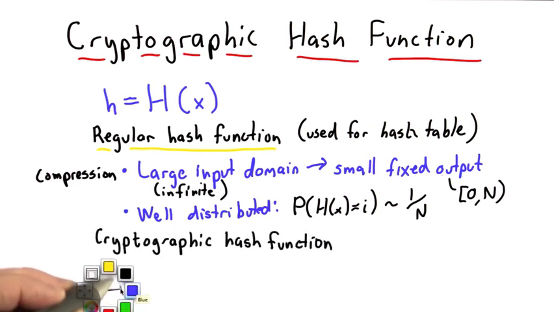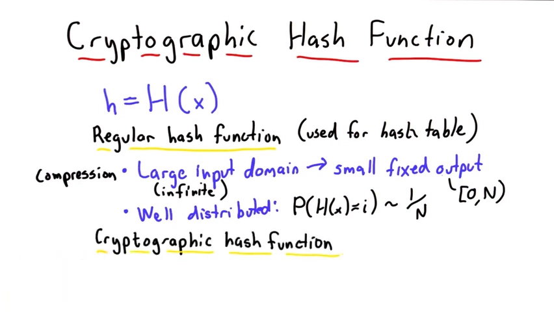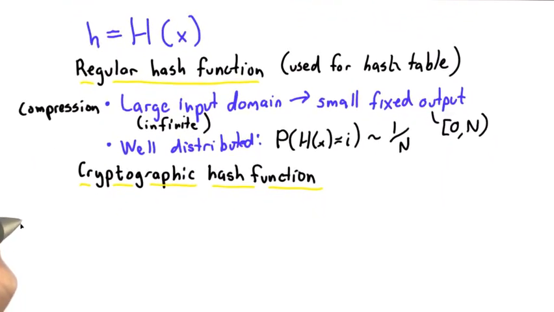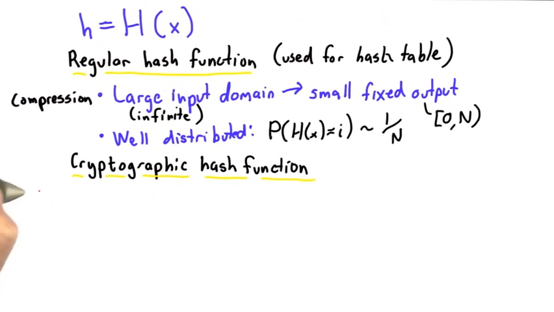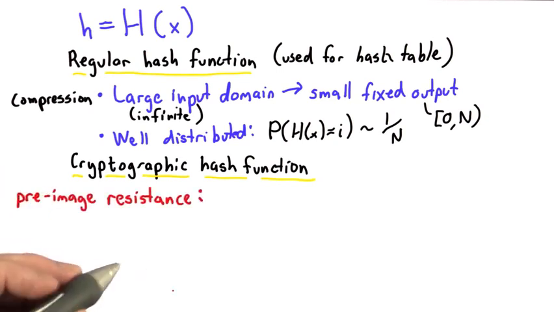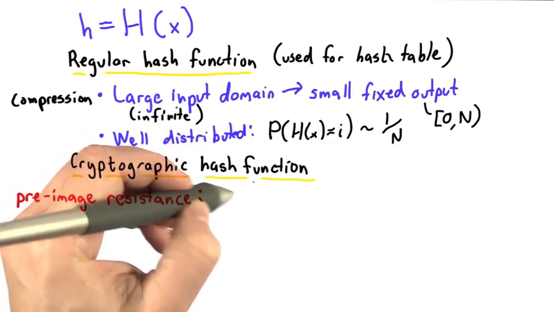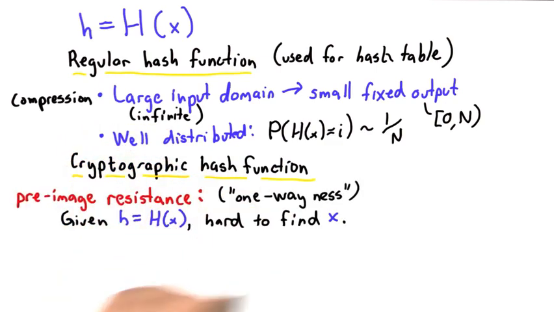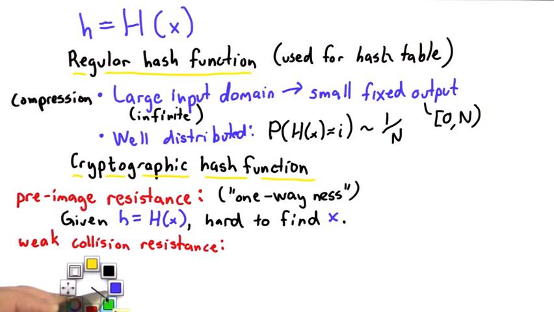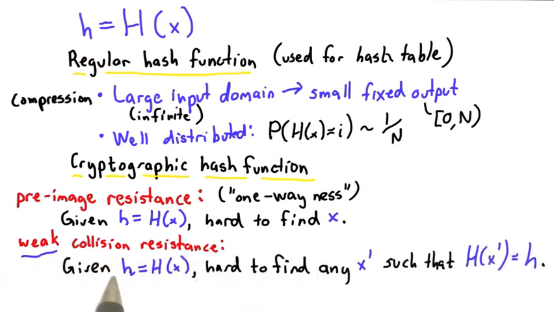What we need for a cryptographic hash function is 3 additional properties. The properties are pre-image resistance, which means given the output of the hash function, it's hard to find the input that produced it. This is a form of one-wayness. The other 2 properties we need concern collision resistance. The weakest form of this is known as weak collision resistance. What weak collision resistance means is that if we're given some hash value, it's hard to find any input that hashes to the same result.